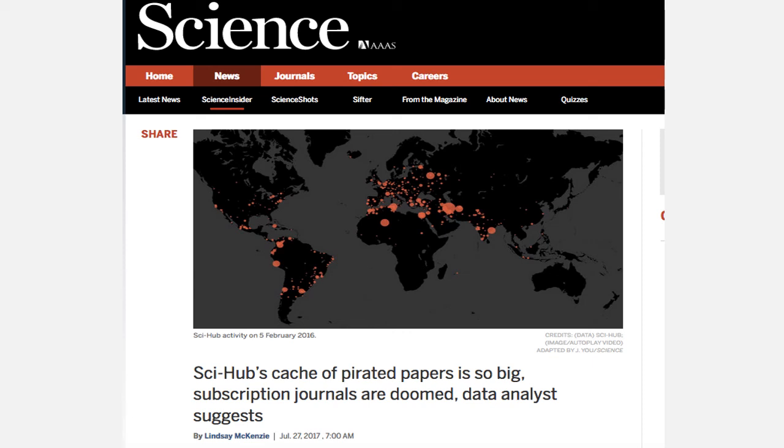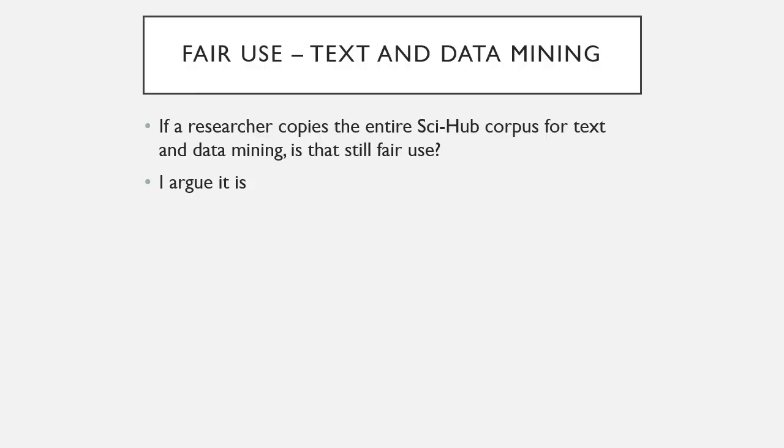But the question I want to ask is whether a text and data mining researcher can nonetheless make copies of that infringing material solely for the purpose of engaging in text and data mining research. And my argument is yes. And the reason is that the transformative use of producing text and data mining research justifies making the copies even if the source is an infringing copy.